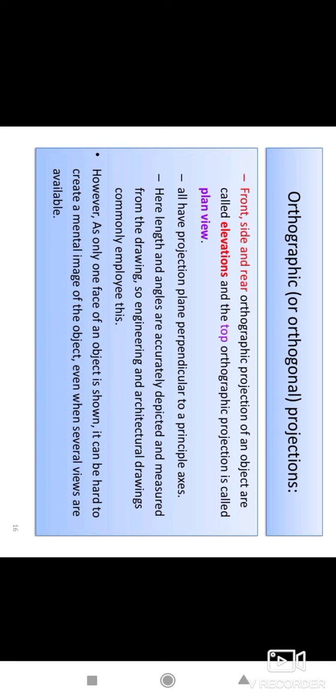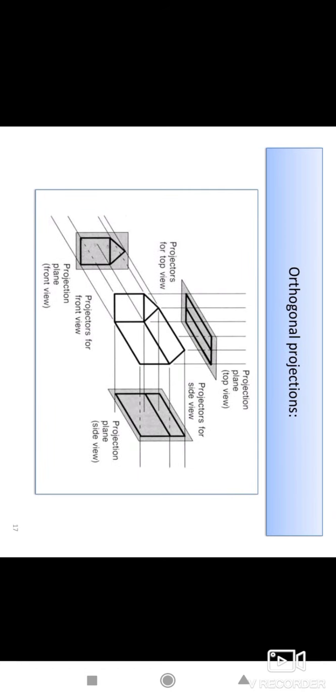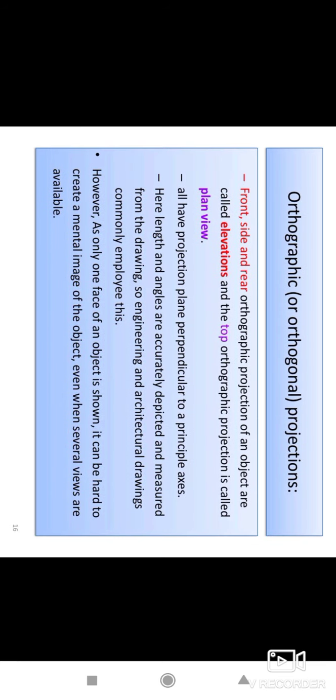The orthographic projections are most often used to produce the front, side and top view of an object. That is, orthogonal projection is used here. This is the object, and here we have the front view, here we have the side view and the top view. So the front, side and rear views of an orthographic projection are known as elevations, and the top view of the orthographic projection is called the plan view.